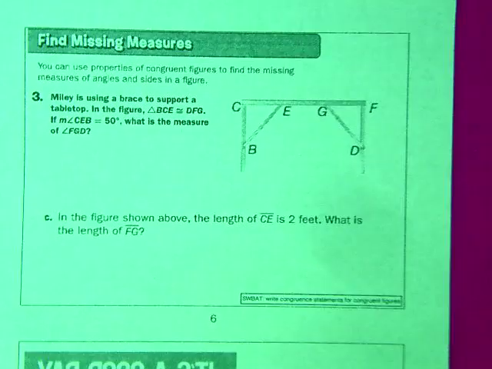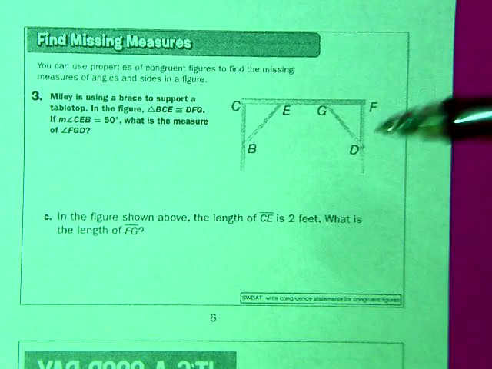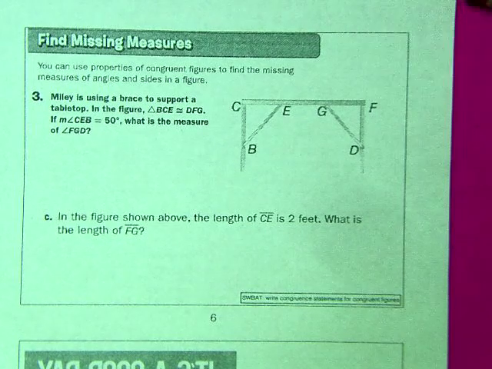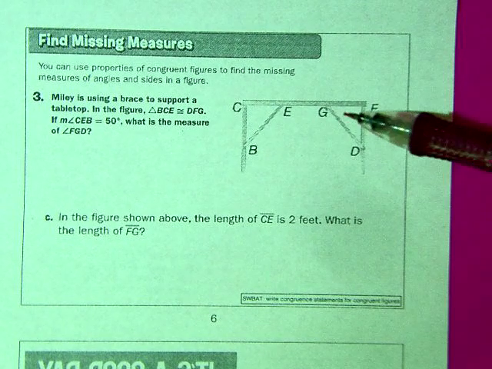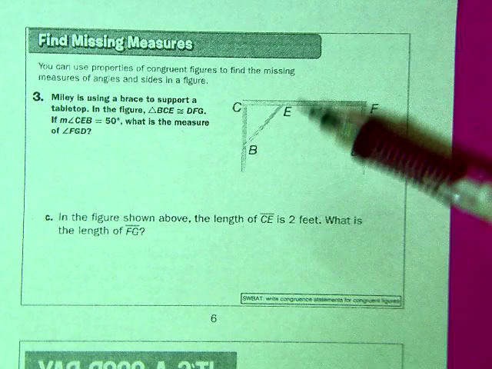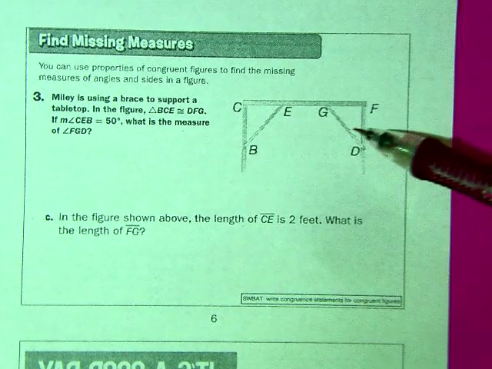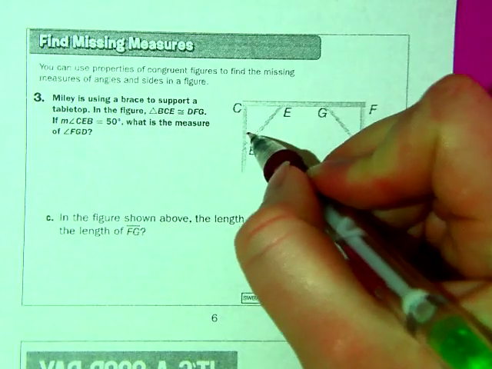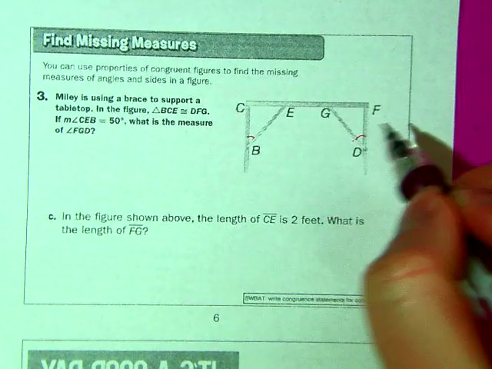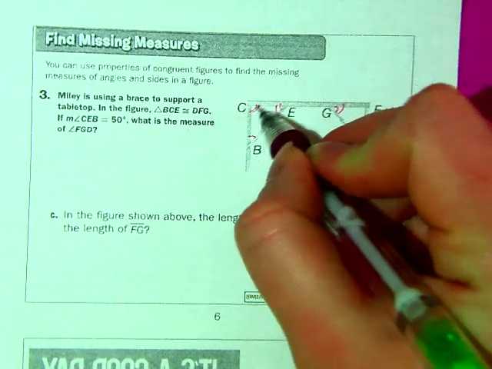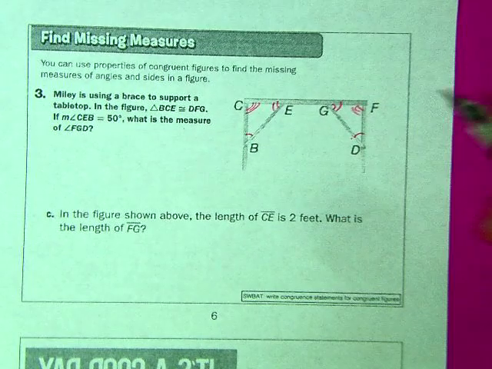Okay, a couple more where we apply the sides of the same. Find missing measures. You can use the properties of congruent figures to find missing measures of angles and sides in a figure. Miley is using a brace to support a tabletop. In the figure, BCE is congruent to DFG. So these B and D go together. E and G, and then C. I don't know that it's a right angle for sure.